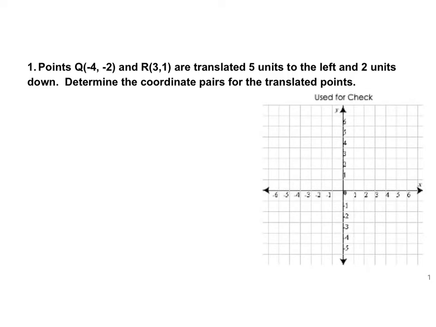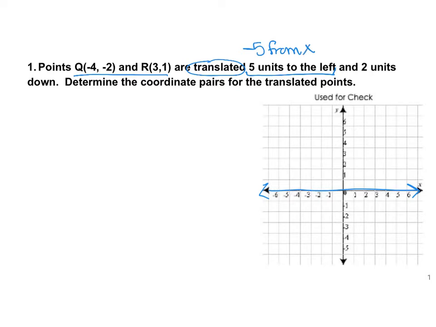All right, so let's check your work on the practice problem. We have 2 points, Q and R. They are translated 5 units to the left. Now, left or right is x-axis, and left means subtract. So I am subtracting 5 from x.